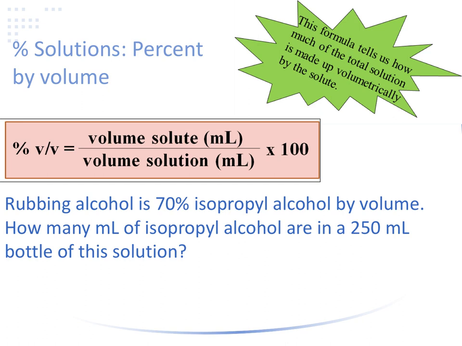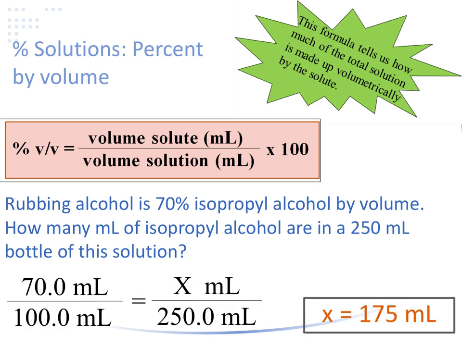So again, I'm assuming that you guys hit pause and came back. Pretty easy calculation to do here. You can just set it up as a ratio. 70 over 100 is your 70%. You need 250 milliliters of total volume, and you would get 175 had you done that math.